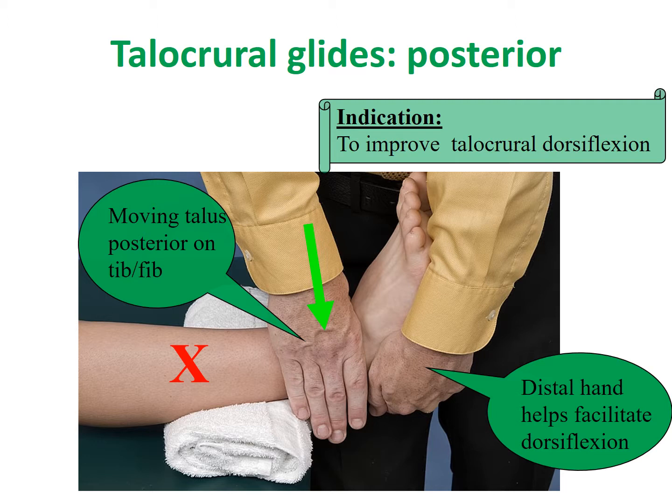First, the talocrural glide in the posterior direction facilitates dorsiflexion. Here you see the patient positioned with the foot over the edge of the plinth and a towel supporting the distal tibia and fibula. The clinician stabilizes the distal leg by cupping the calcaneus in the hand, and the web space of the other hand contacts the anterior aspect of the talus. A posteriorly directed force is applied to the talus, creating a talocrural posterior glide for dorsiflexion.